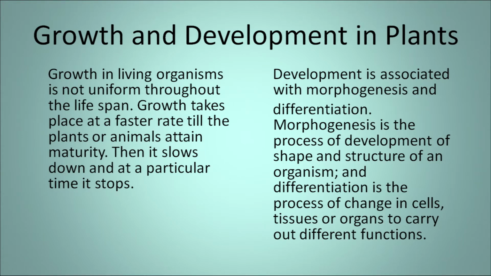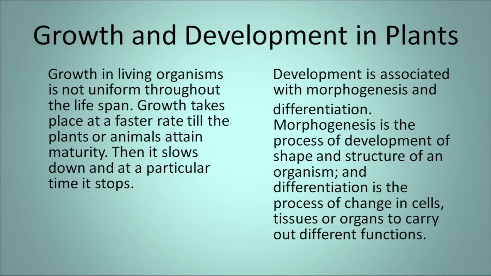Now, in the case of development, it essentially involves two important parameters. Development is essentially comprised of morphogenesis and differentiation. Now, what is morphogenesis? Morphogenesis is the look, the structure that you see in a plant, which means the process that leads to the development of shape and formation of the structure of any organism. So, morphogenesis basically means the look that you see, the morphology that you see.